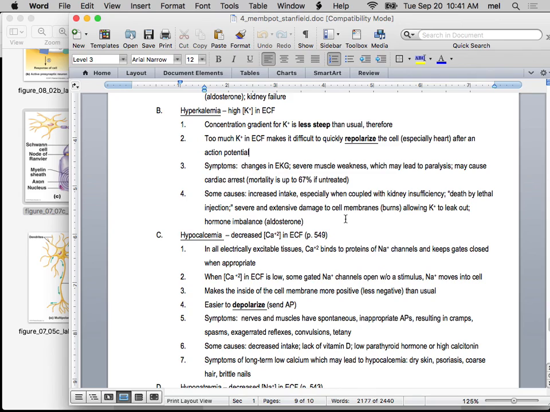You inject massive quantities, and what happens is it gets into your blood plasma and therefore gets to your heart, and your heart depolarizes and then tries to repolarize and cannot. So this is death by lethal injection.